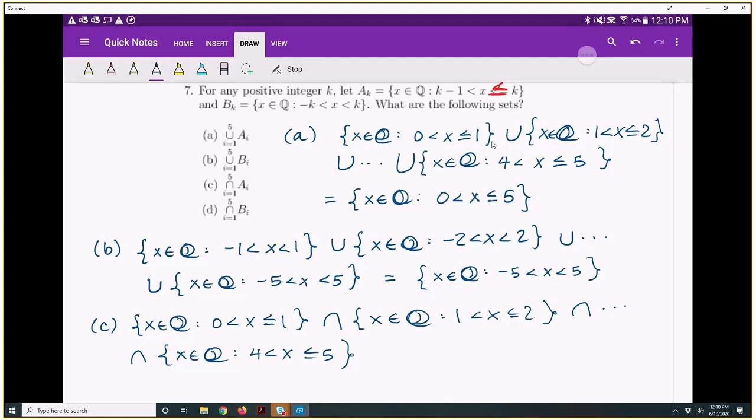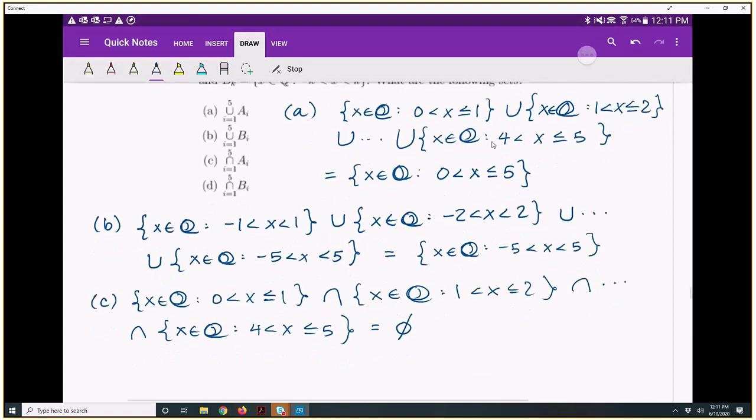Now I mentioned when we did the union that these sets are disjoint. And we can see that because the first set, A sub 1, stops at 1 and it includes 1. So it includes all of the rational numbers from 0 to 1, including 1. Whereas the next set includes all of the rational numbers from 1 to 2, but it includes 2 and not 1. So because these sets are disjoint, no matter how many of them I intersect, I'm going to have an empty intersection. There's no overlap whatsoever.